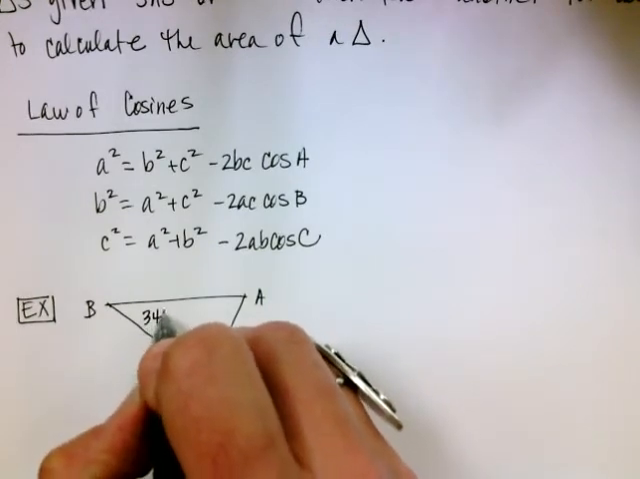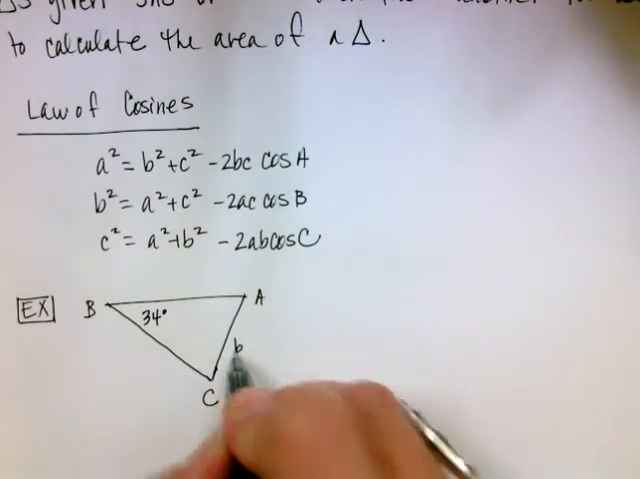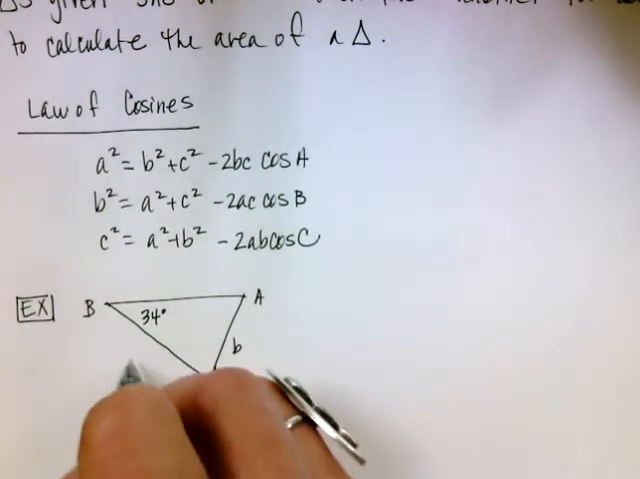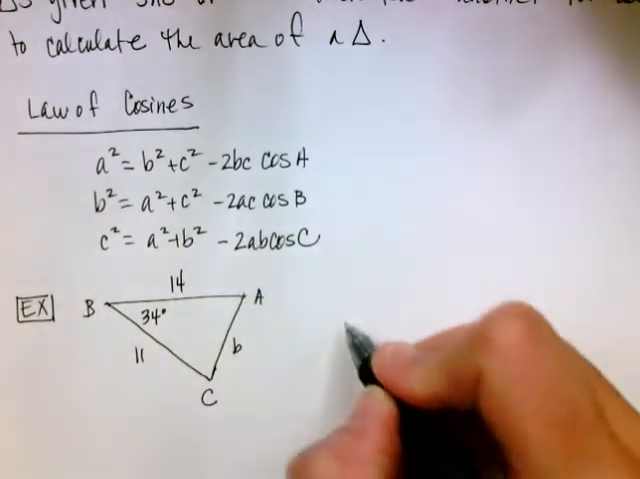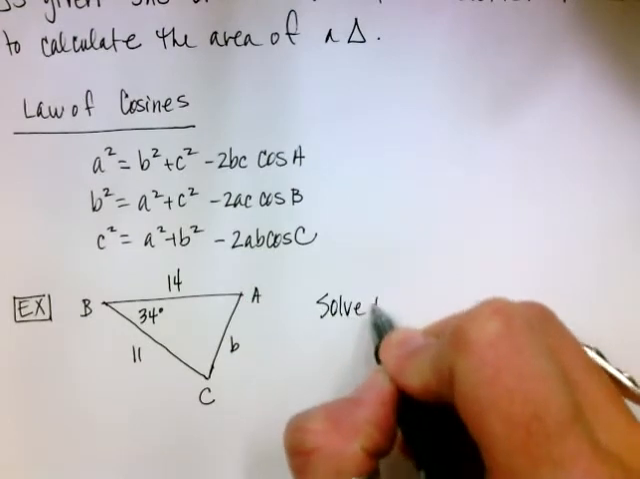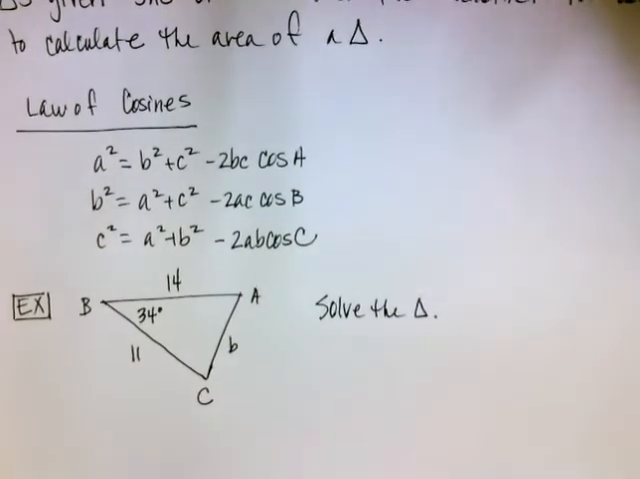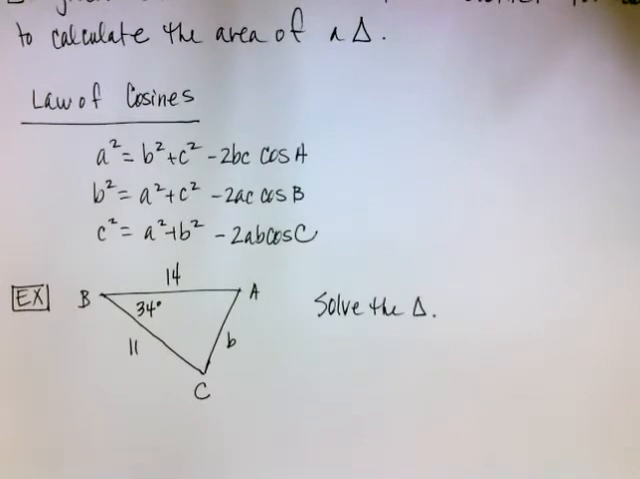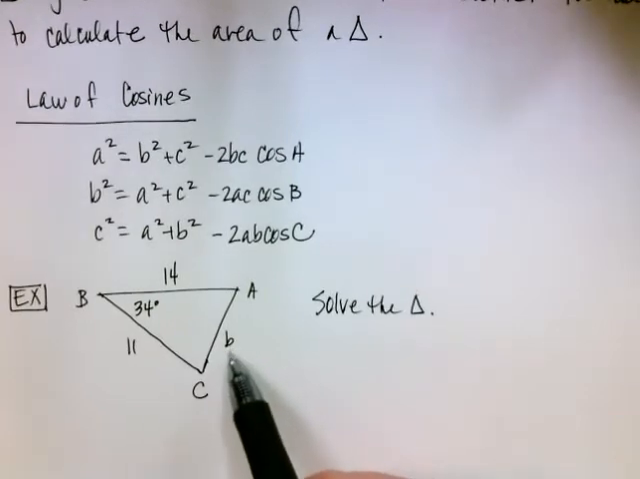I know that angle B is 34 degrees. This is a little b, not a 6. This is 11, and this is 14. And I want to solve the triangle. So the first thing I'm going to do is find side b.